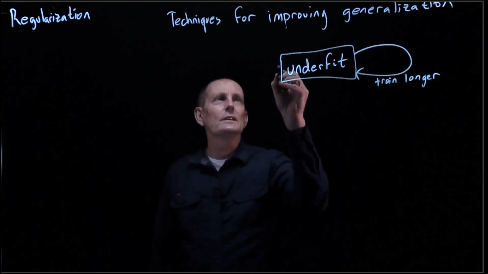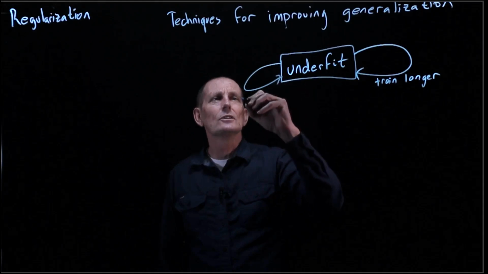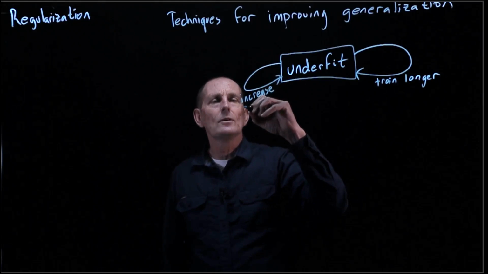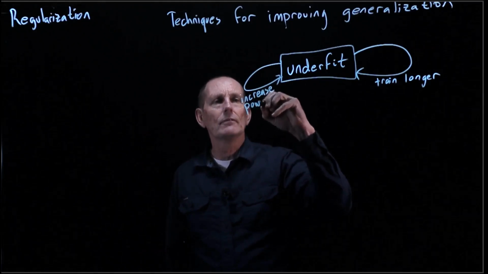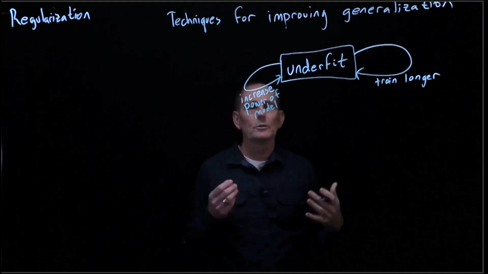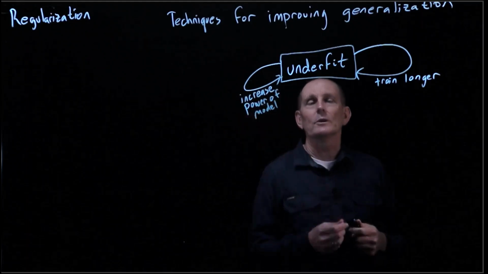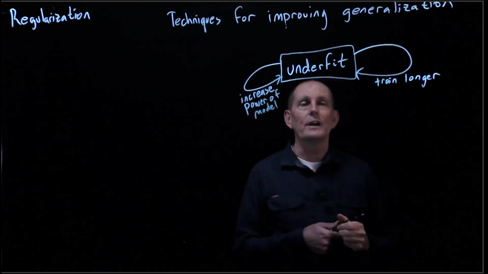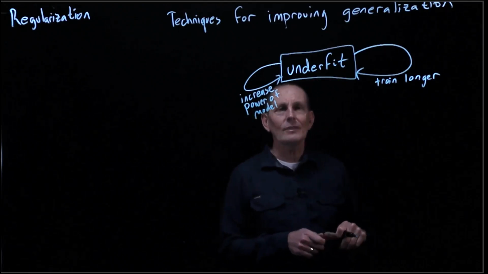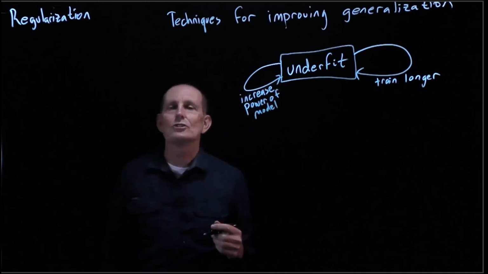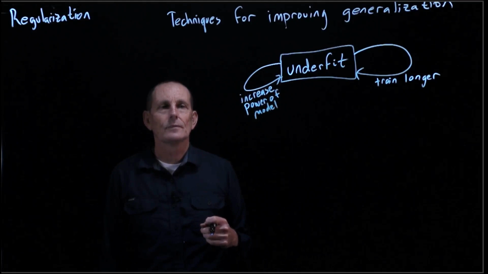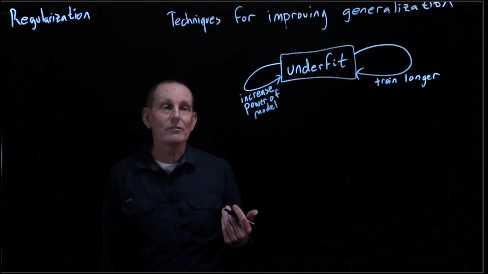Another thing we can do is increase the power of the model. So for example, if we were in the universe of polynomials, we might want to increase the degree of the polynomial. If we're in neural networks, which we'll talk about a little bit later, increase the number of parameters. Eventually, we're going to get in some situation where we are no longer underfit. And then we're going to be overfit.